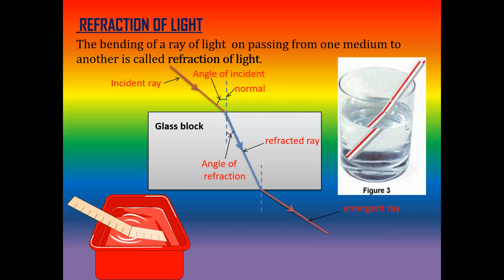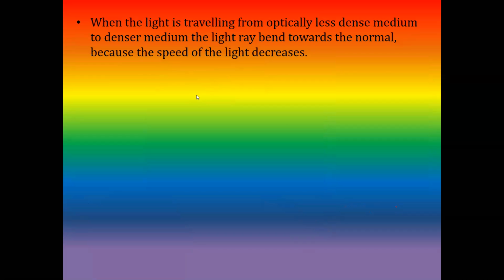For example, if you fill a glass with water and put a pencil or a ruler or a scale in this water, what you will observe is that the pencil appears to break. It looks bent, or it appears that it breaks. What is the reason for that? That's due to refraction. Look at what happens.